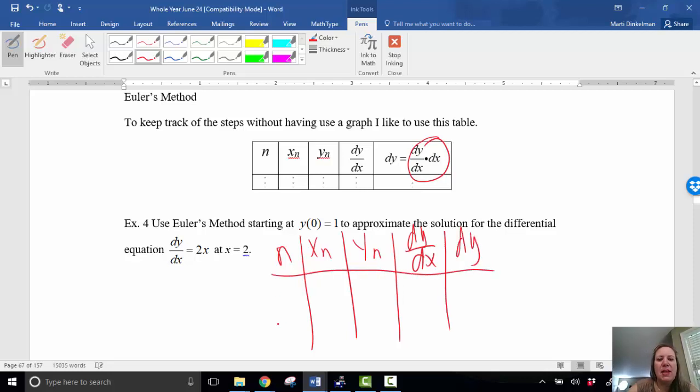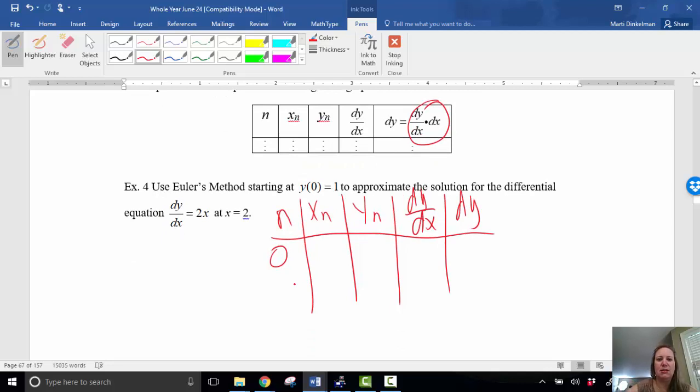Okay, so this n just keeps track of how many steps. Sometimes they'll say something like do Euler's method with 3 steps. And so you'll know you have to always start with a 0 step and then go to when n is 3. This one's a little bit different. It just says y of 0 is 1, and it wants us to get to x is 2.